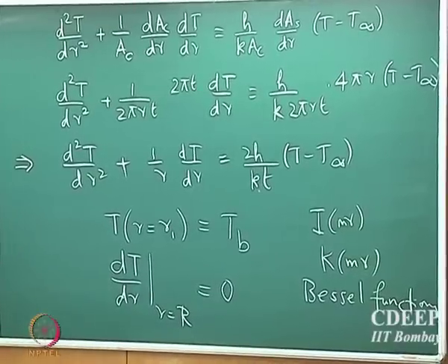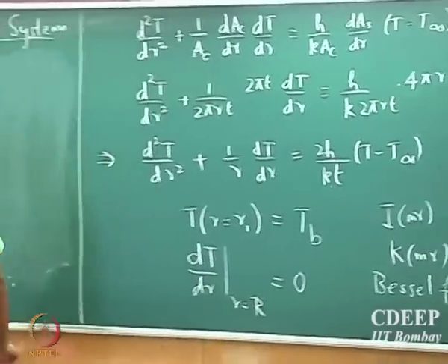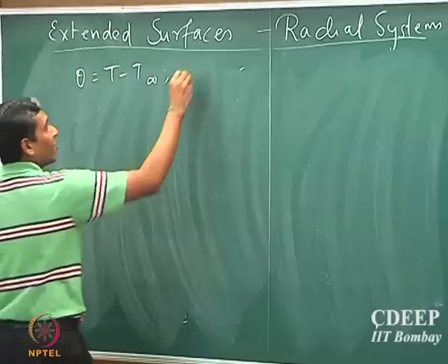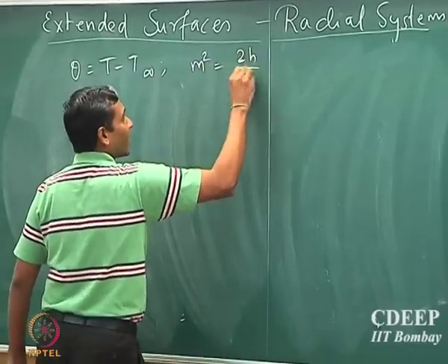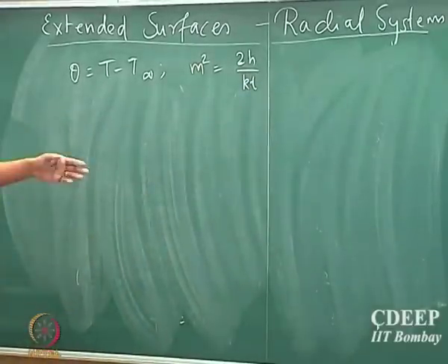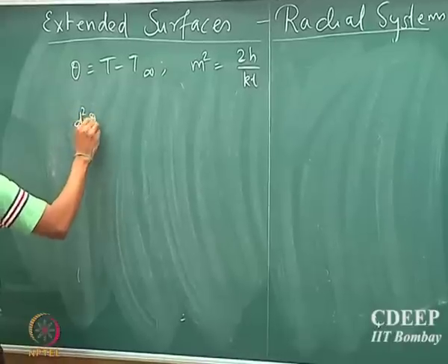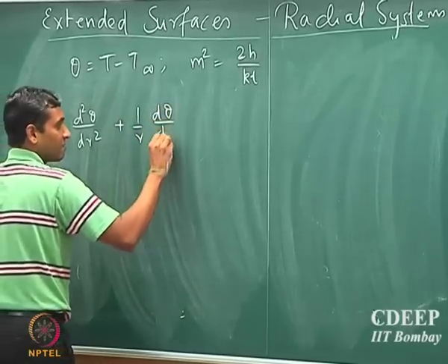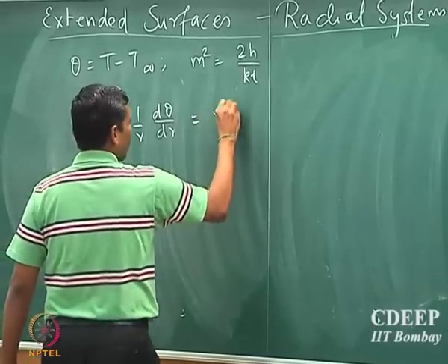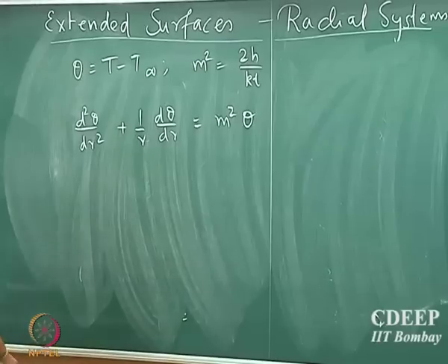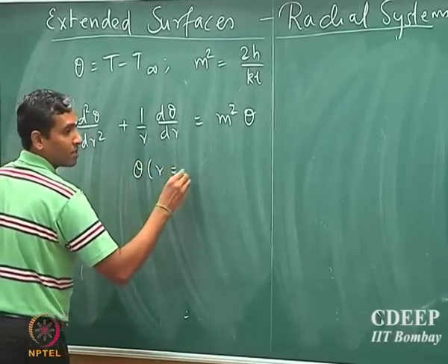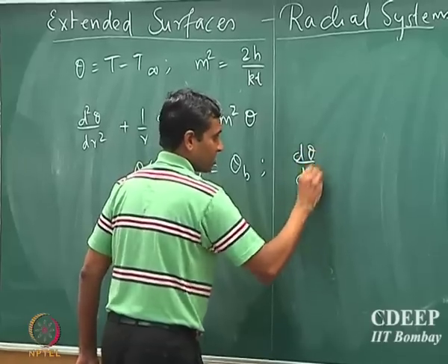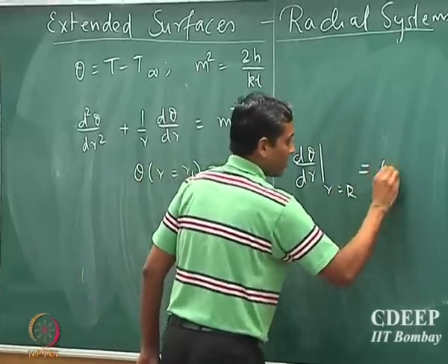We make a substitution very similar to what we did in the last lecture. So we say theta equal to T minus T infinity, and m square is 2h by kt. So we can transform these equations into d square theta by dr square plus 1 by r d theta by dr, equal to m square theta, and the boundary conditions will be theta at r equal to r1 is theta b, and d theta by dr at r equal to capital R is 0.